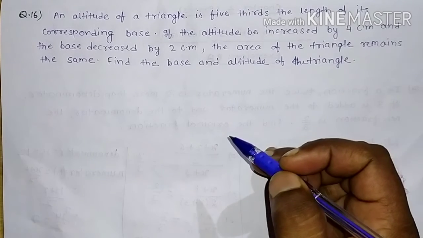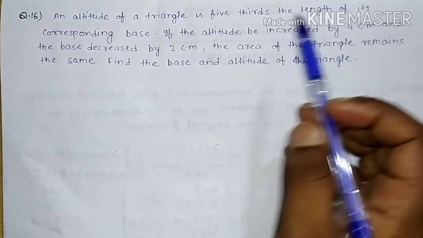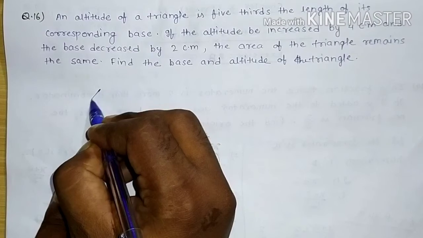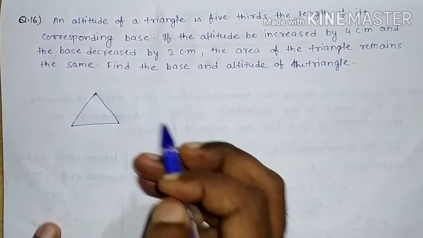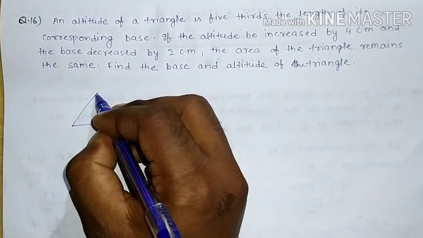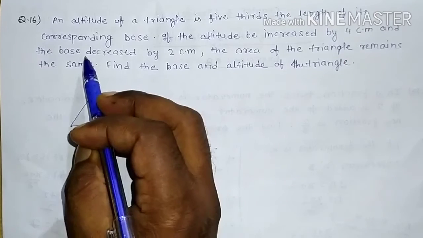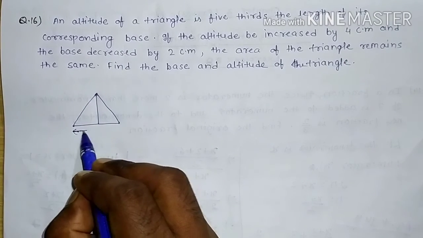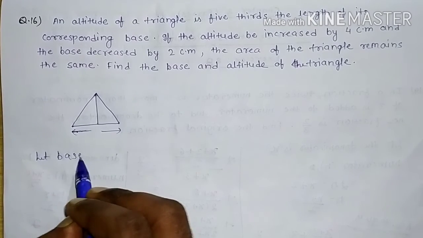that is question number 16. An altitude of a triangle is 5/3 the length of its corresponding base. So let's suppose there is a triangle. An altitude of a triangle, that means altitude means height, is 5/3 the length of its corresponding base. So let this be the base of the triangle. So let base equal x centimeter.